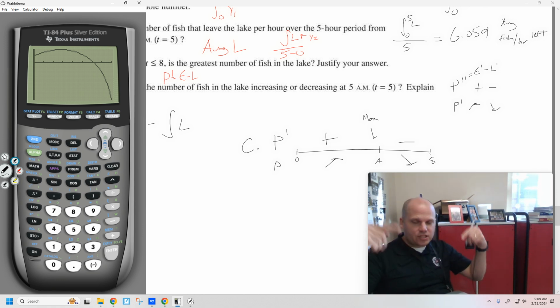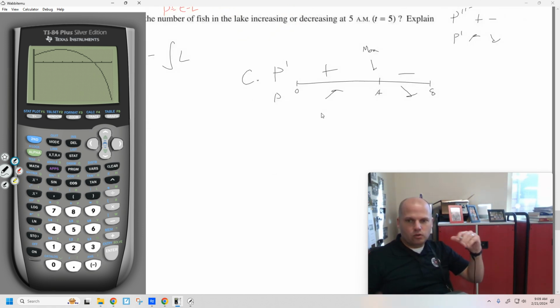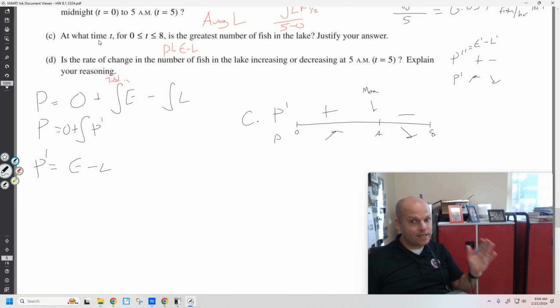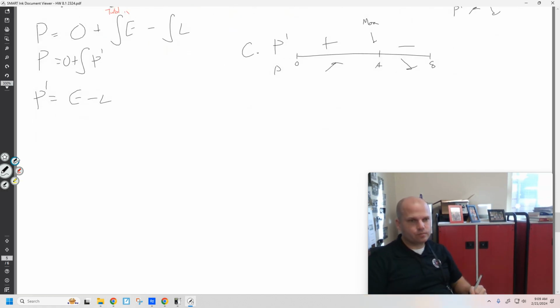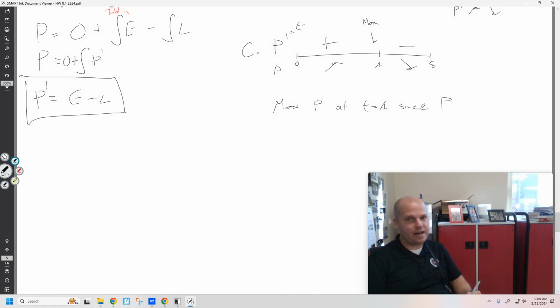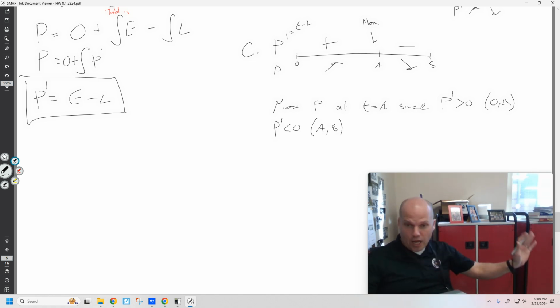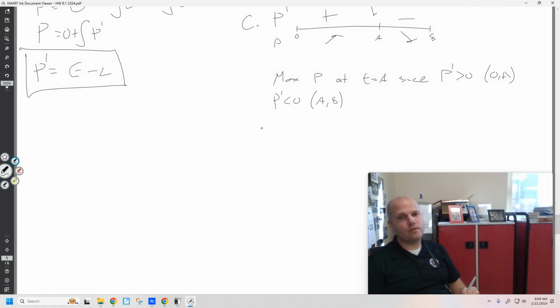We need to start to get better at understanding whether we really only have one candidate. Don't waste your time. What do they ask you? At what time? There it is. The max of P is at t equals A, since the derivative, make sure you have it written down somewhere, P prime is E minus L. You got to write it down or it doesn't count. Since P prime is positive from 0 to A, and then P prime is negative from A to 8, you're done.